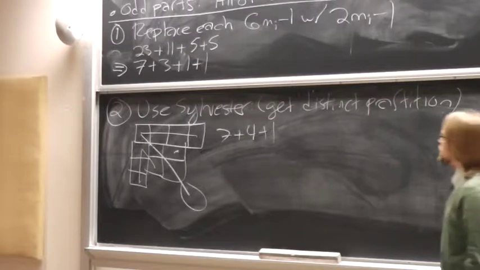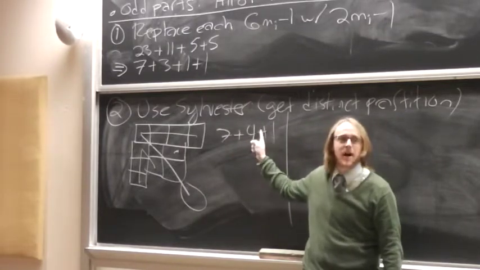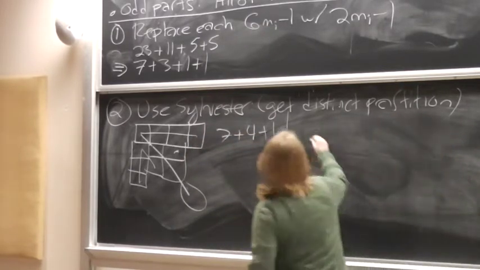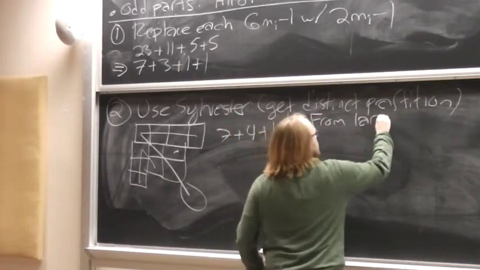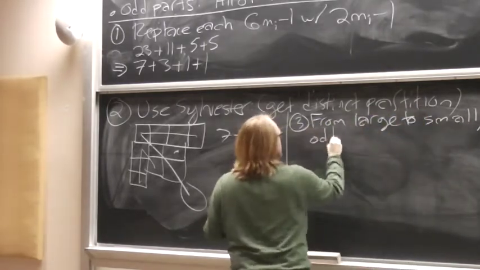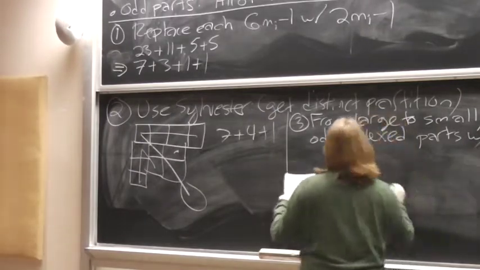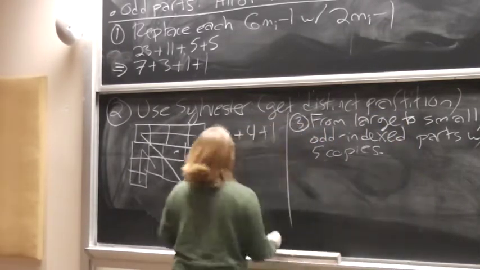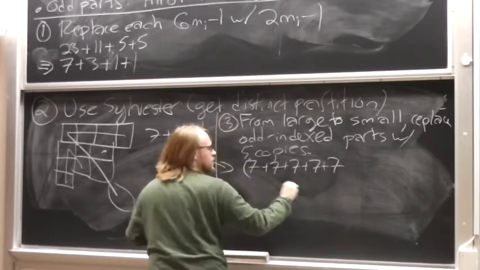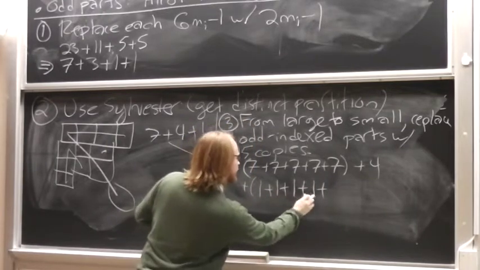And so now, step 3 is, as we've been observing, replace this with 5 copies, replace this with 5 copies. Don't do anything to this one. Replace odd index parts with 5 copies. And so now this becomes 7 plus 7 plus 7 plus 7 plus 7 plus 4 plus 1 plus 1 plus 1 plus 1 plus 1.